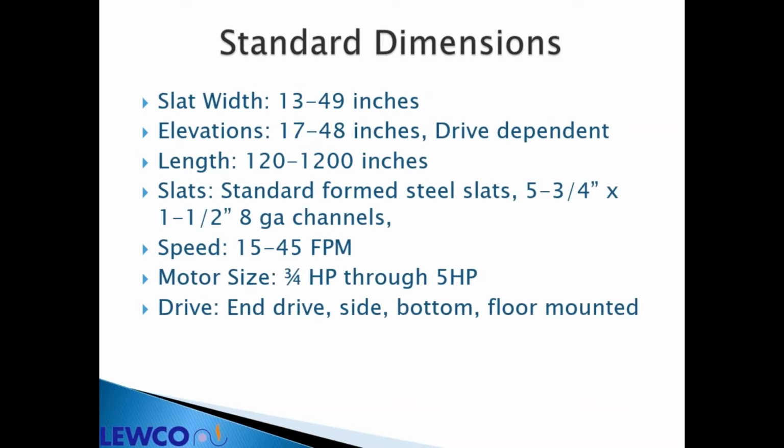There are other options out there. Speed 15 to 45 feet per minute, and the low speed is usually because people are running these real slow, like on assembly lines, like we showed you earlier. Motor size 3/4 up to 5 horse. A lot of people run a lot of weight on these. That's why we go up to 5 horse on it. And then drive locations, we are on the end, and then either side, bottom, or floor mounted.